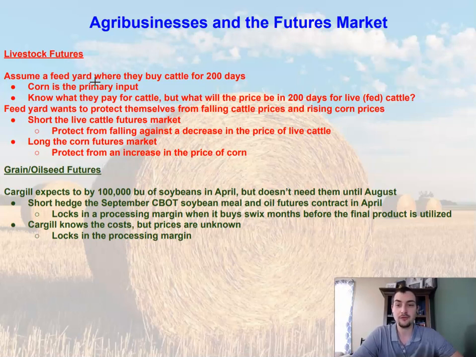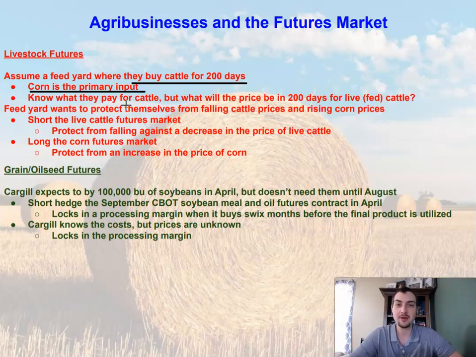So what if we dive into the futures options a little bit? Assume that we're a feed yard, where they buy cattle and they keep those cattle for 200 days. They keep the cattle for 200 days on feed. Corn is their primary input. They use corn as the feed on this particular feedlot, and that's their primary input. So what are they worried about? They're worried about a couple of different things. Because corn is their primary input, they're worried about corn prices changing. Specifically, they're worried about corn prices increasing.